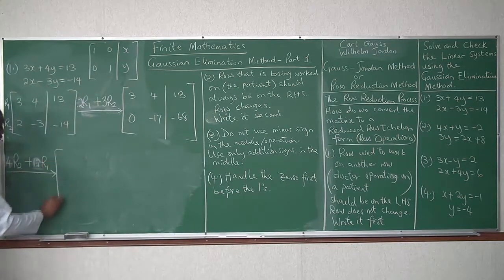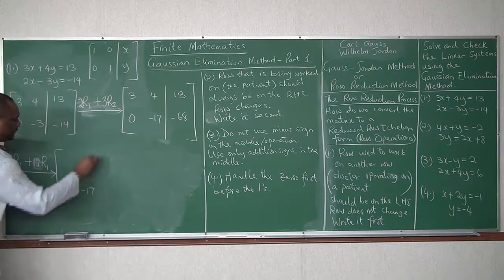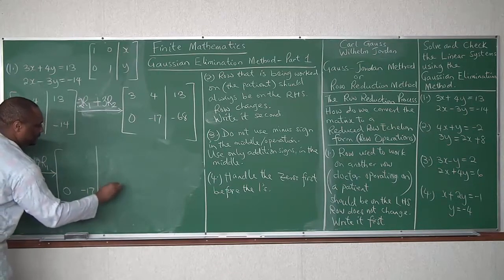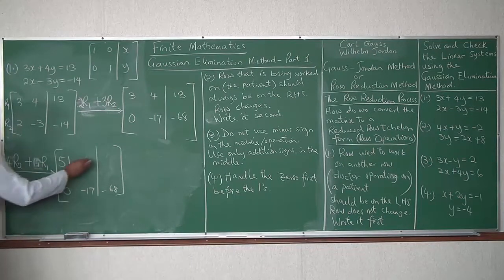So once we have this, what do we have? Which row does not change? You write it first. Row 2 does not change. This is 0, negative 17, negative 68. And then 4 times 0 is 0 plus 17 times 3 is 51. Right? 4 times negative 17 is negative 68 plus 17 times 4, 68. Negative 68 plus 68, 0.